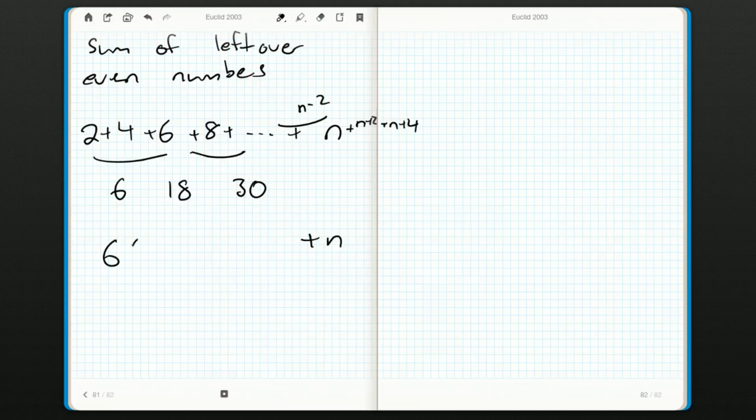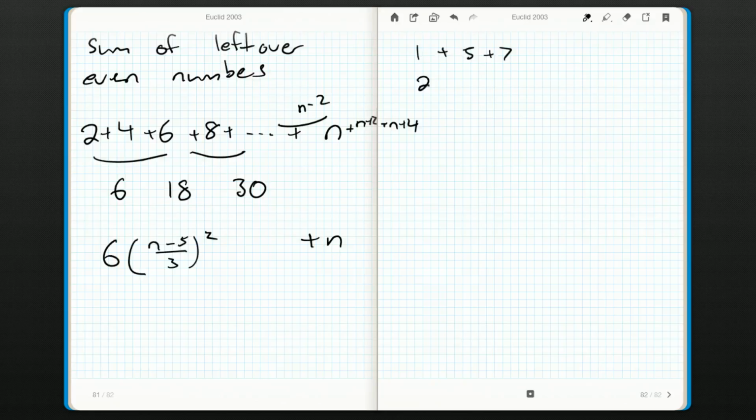So I think do we have the exact same formula? Surely we don't have the same formula. Just plus an n. We would have had 1 plus 5 plus 7, and then we would have had 2 plus 4 plus 8. Yeah, I guess that does work.